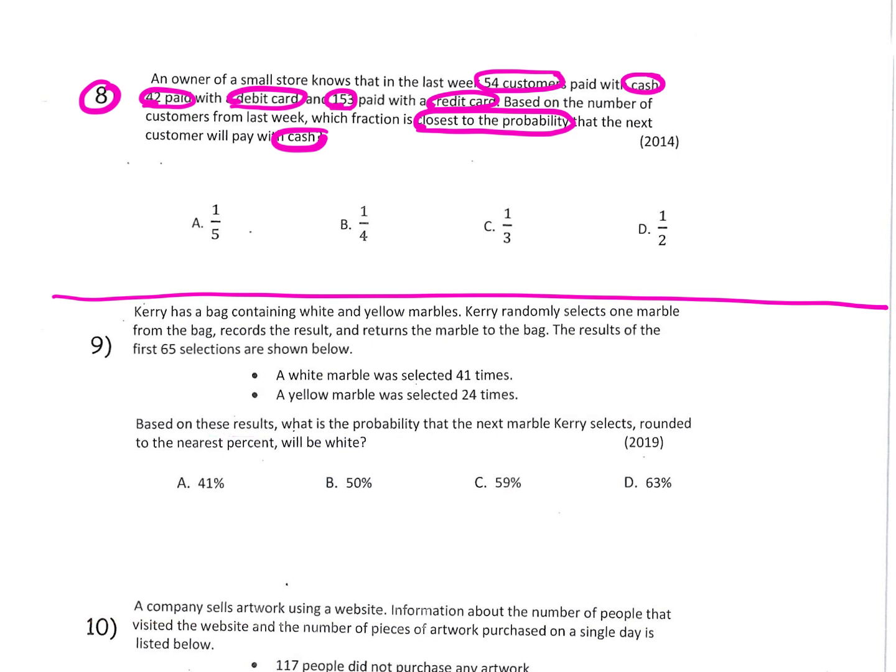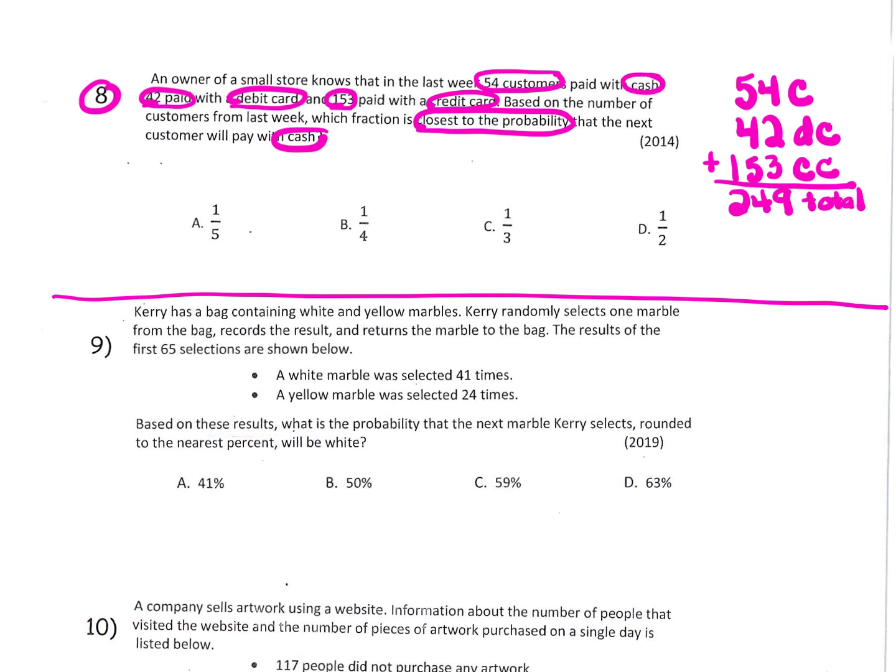Well, anytime you get information like this, make a list with a total. 54 paid with cash. Please copy these notes. 42 paid with a debit card, and 153 paid with a credit card. We'll take a moment and get the total. Use your calculator to add up all the parts, and you should get 249 people total.